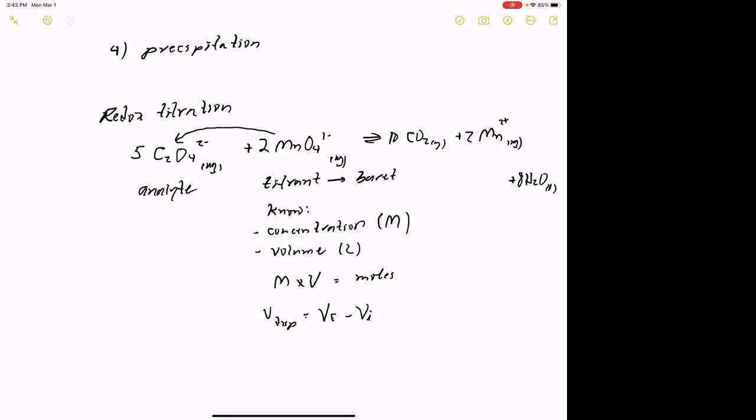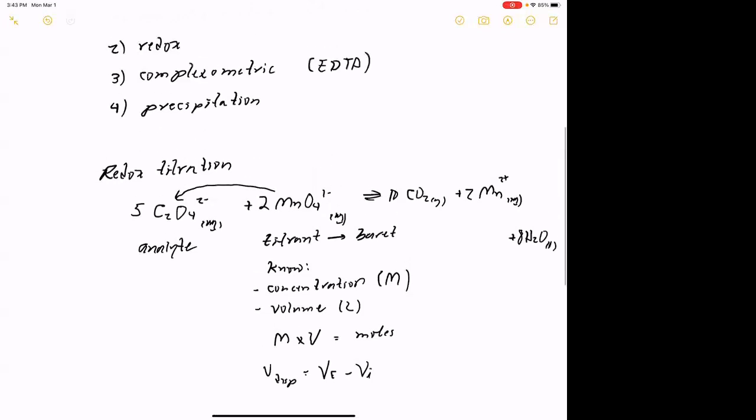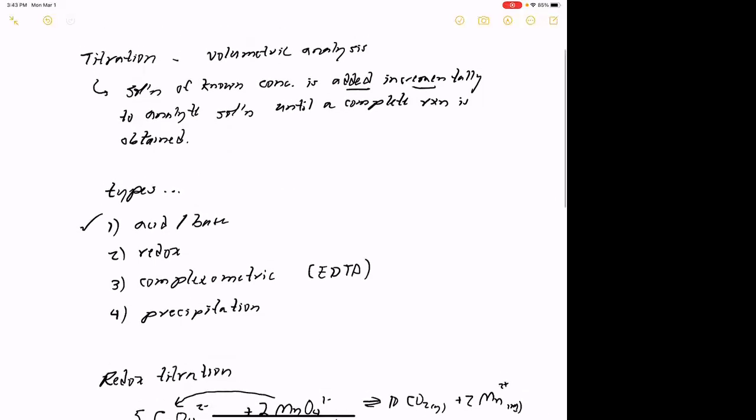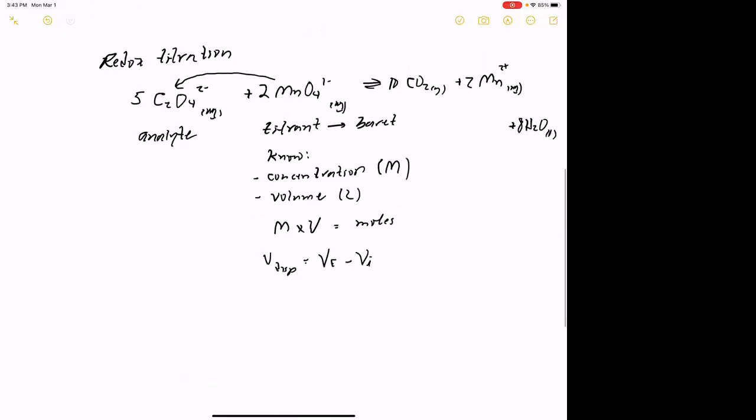Use an indicator. Yeah, I need to know when the reaction is complete, because if you go back to my definition of a titration, it basically says that we're going to take something of known concentration and add it incrementally using a burette to the analyte solution until a complete reaction is achieved. Okay, so the question now becomes, well, how do I know the reaction is complete? What do I mean by that?